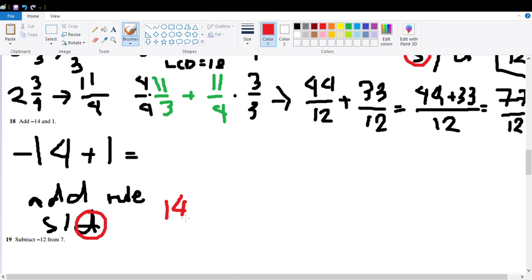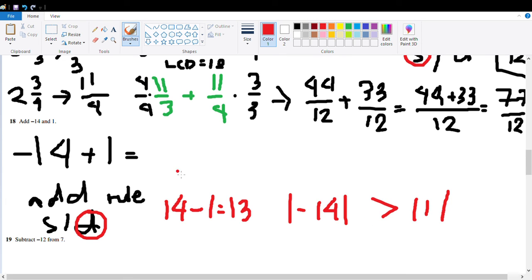So 14 minus 1 is basically 13. And if you simply put 13 here, you're going to get it wrong. We're going to figure out the sign of 13 first. So which is bigger, the absolute value of negative 14 or of 1? Absolute value wise, it's 14. So that means our sign is negative. So our final answer is negative 13.